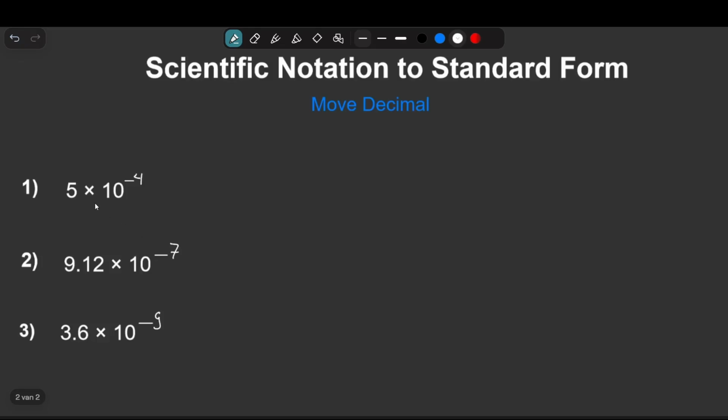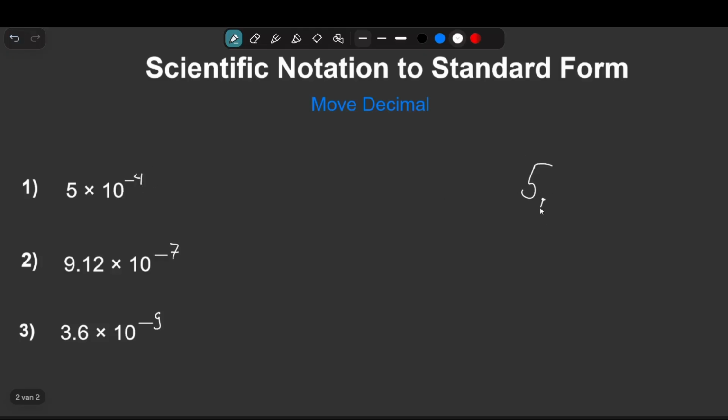So, let's start off with number 1, where we again have 5 times 10 to the power of -4. To do this, the first thing we're going to do is write our 5 right here. A whole number without a decimal has its own decimal to the right of the number. So now we're going to look at our exponent. We have -4. So we have a minus, so we're going to move to the left. And we're going to move the decimal 4 times.